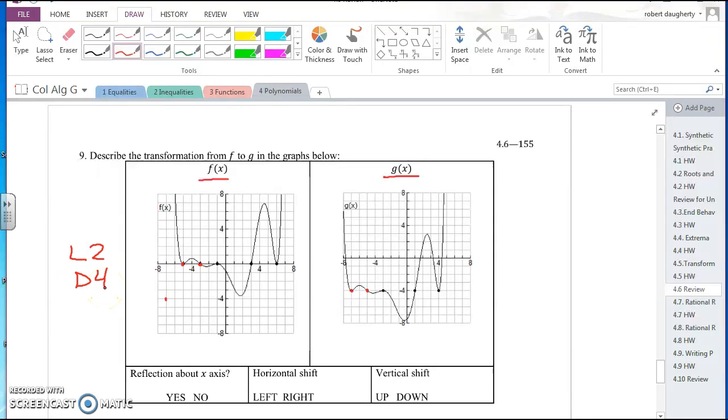It did not translate across the axis because the general shape is there. It's not been flipped, okay? So it looks like that's all that happened with this point, moved to the left 2. So it was not reflected. It moved to the left by 2, and it moved down by 4, okay?